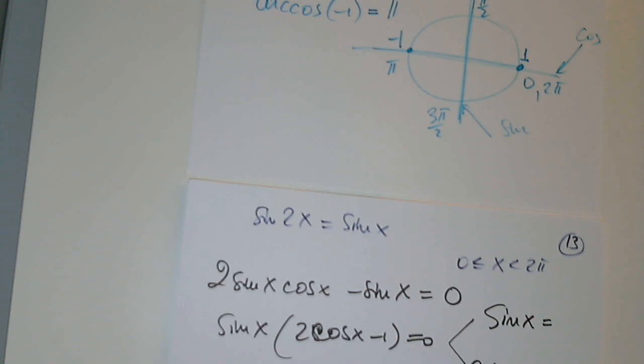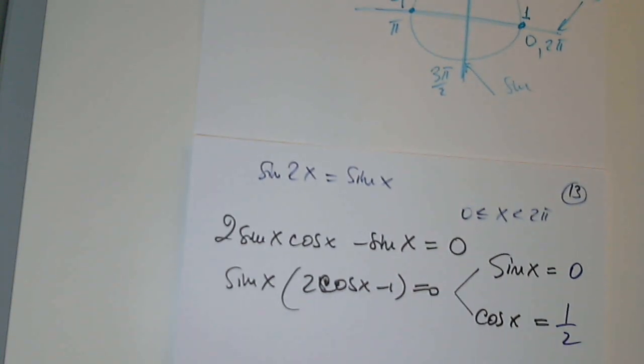Obviously, sine can be 0, right? And cosine can be 1/2, right? 2 cosine x minus 1 means cosine equals 1/2. We agree? Please say no if you don't, and I'll show. Do we see it? No.